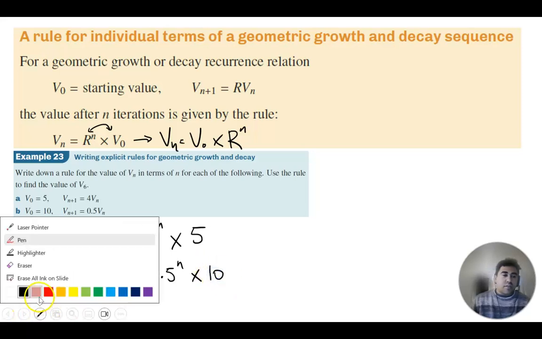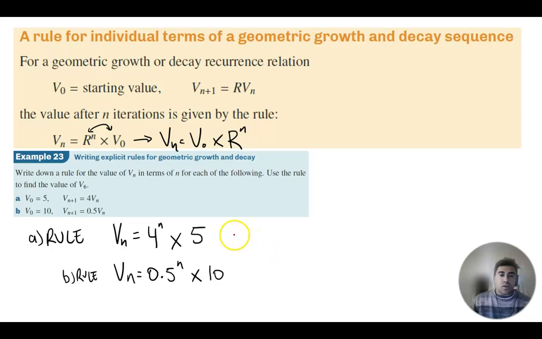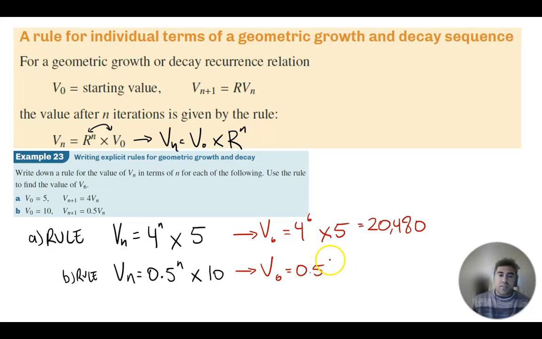So now that we've got these values, we are going to try to work out what v of 6 is. So v of 6 of the first one, this is just a straightforward substitution. So it's 4 to the power of 6 times our initial amount of 5. If done correctly, you should get 20,480.